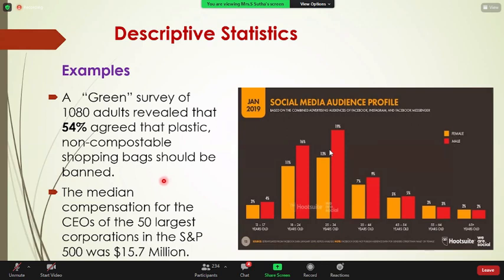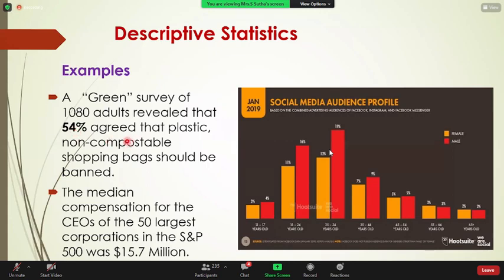So based on the survey of 1,080 adults, we can come to the conclusion that more than 50% of the adults agree to ban the shopping bag. So based on this, they can make the decision. If we want to make our environment green, then we have to adopt this decision and we can ban the shopping bags because the adults prefer to ban them. So here the percentage is used to describe the data.